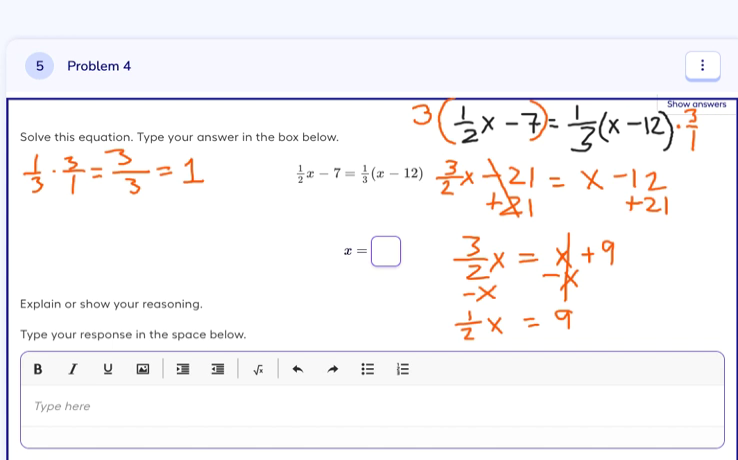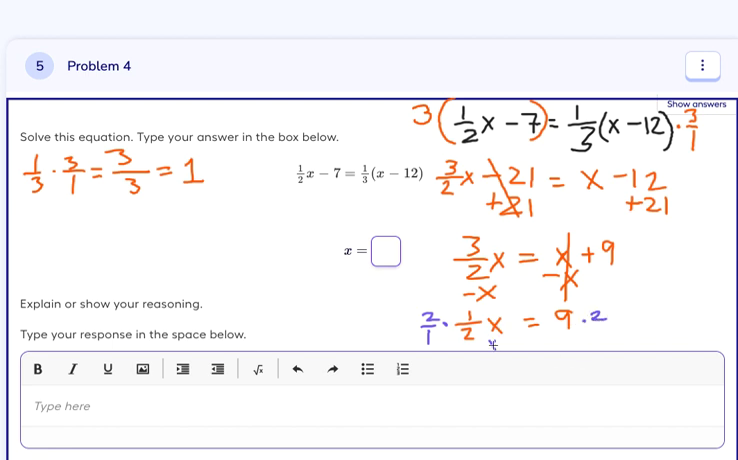So same thing with the reciprocal. We're going to multiply by the reciprocal of 1 over 2, which is 2 over 1. Why are we doing that? Because we want to know what 1x equals, not what a half x equals. So we'll multiply this by 2, and we'll multiply this side by 2.